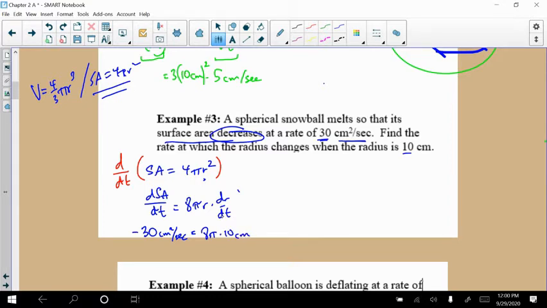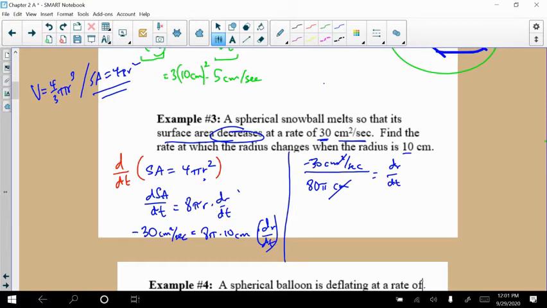So what I must be looking for is the rate at which the radius is changing. So I'm looking for dr dt, so I'm going to solve for that variable. Well, I know 8 times 10 is 80, so I have 80 pi centimeters. I'm going to divide that across. So I've got negative 30 centimeters squared per second divided by 80 pi centimeters. And what I like is that this centimeters would cancel with one of those centimeters, and that will be the right dimension for dr dt, because our radius is a linear measurement, so our value should be linear.